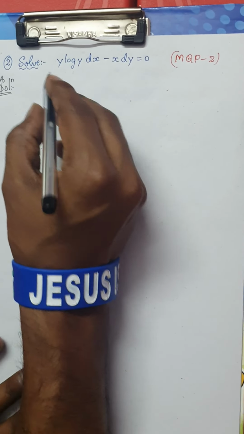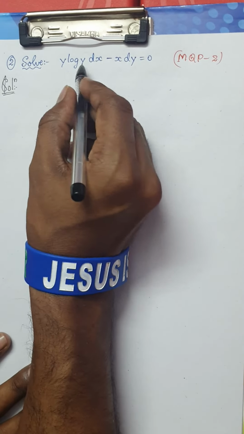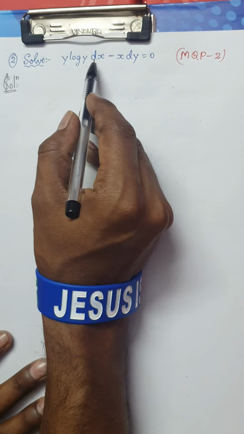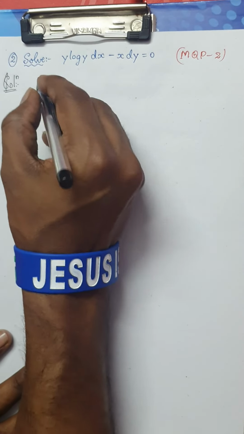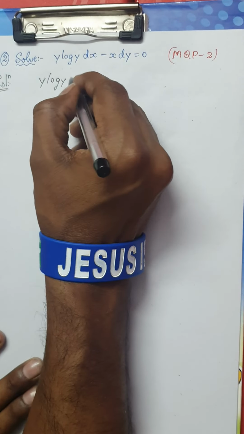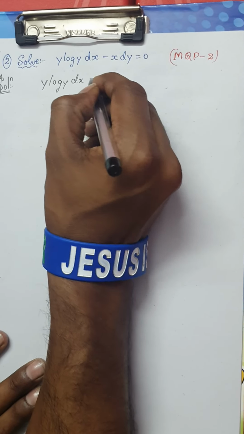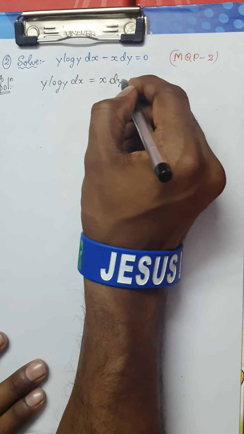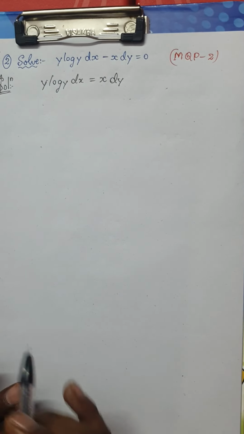Okay, now you see here, he has given y log y dx minus x dy is equal to 0. The terms are not already separated because y terms are with x. So let us write this as y log y dx is nothing but x dy, isn't it? Very simple, take it to the other side.